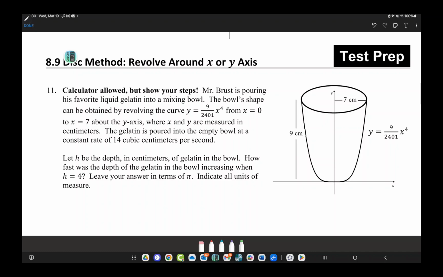Since we're revolving this around y, we do need this in terms of y, correct? Which means first thing I want to do is multiply by what? Multiply by 2401 over 9. So 2401 over 9y equals x to the fourth, which means x is equal to the fourth root, or just 2401 over 9y to the 1/4, which is why calculators are allowed when you do the integration for this. All right. So since that is my function, what are my values for y?